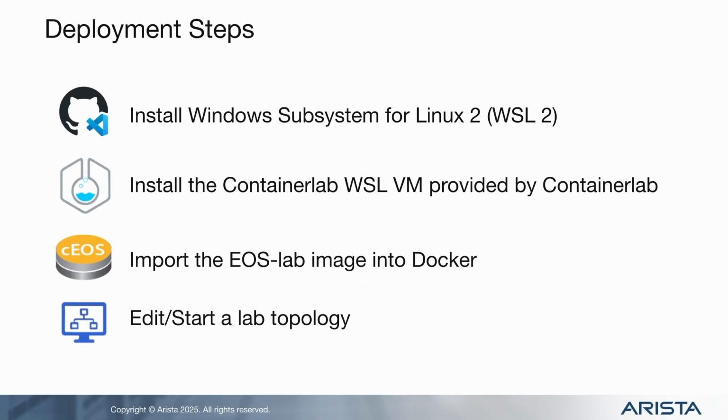So the high-level steps consist of installing Windows Subsystem for Linux, and more specifically, we're going to use Windows Subsystem for Linux version 2, WSL2. You're going to install the Containerlab WSL VM. You'll see that the process is very simple. Then you're going to import the cEOS Lab image into Docker as usual. And by the end, the rest of the steps are pretty much the same. You're going to just use the Containerlab application as you would in any other type of deployment.